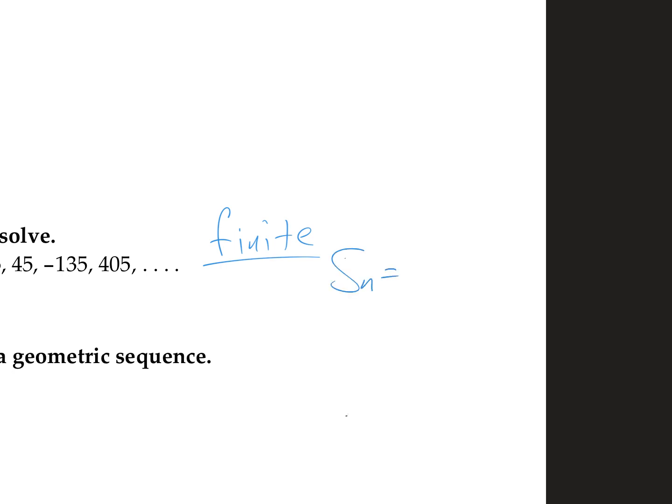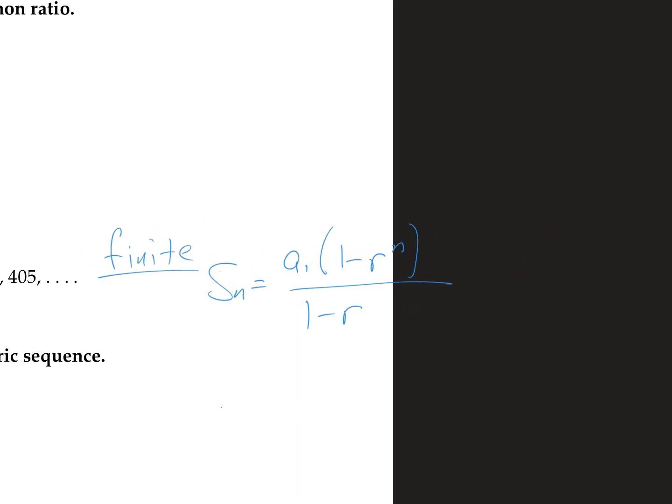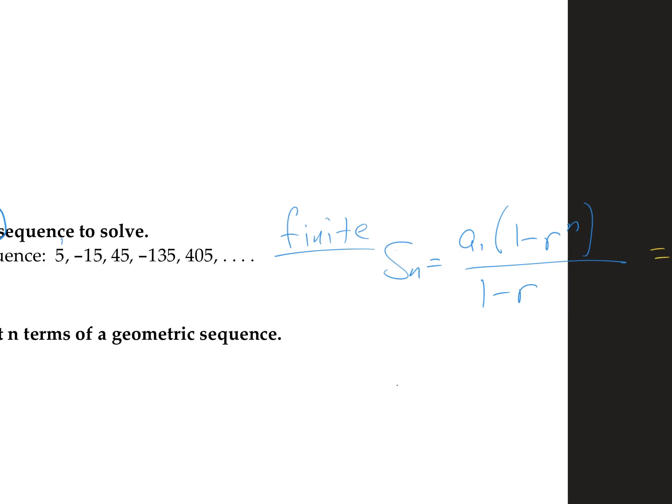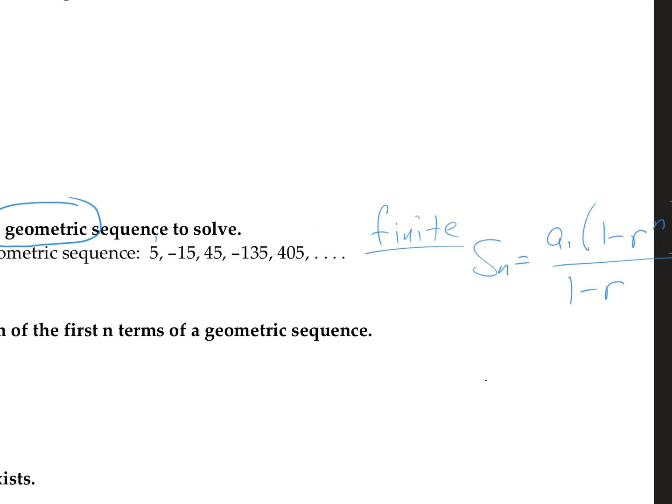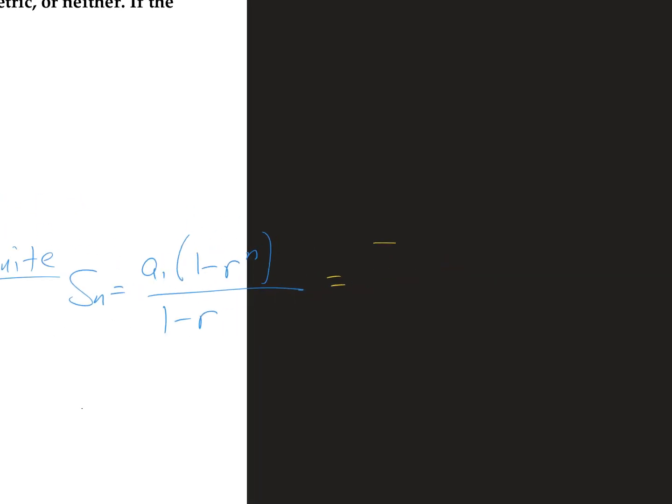S sub n equals, what is it? A1, which is the first term, right? 1 minus r to the n, all over 1 minus r. Agreed? So let's figure out. We don't have to work all this out. I just want to make sure you guys got it. What is the first term? Yeah, it says 5. So I'm going to put a 5 here.